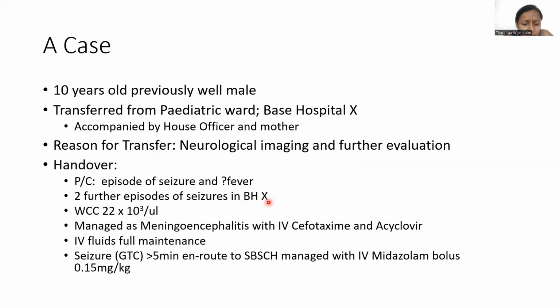During the stay at the base hospital, there had been 2 further seizures. His white cell count from that day was 22,000. So they started treating him as meningoencephalitis, with ibuprofen and acyclovir at weight-appropriate doses, and started him on full IV maintenance. But the child developed 2 further seizures and was sent for neuroimaging because of these.